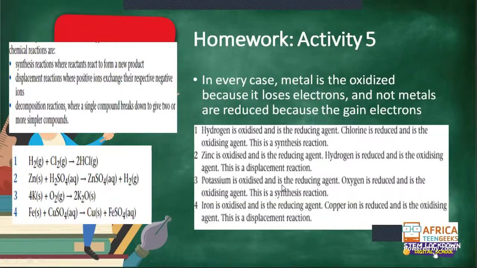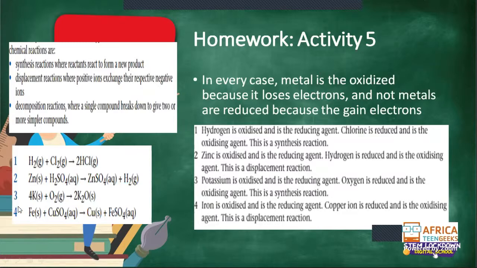And then number three, we've got K plus O2 gives you K2O. So what is this? We already know A plus B gives you AB. So that is a synthetic reaction. And now we go back and try to figure out what is what. Here, because K is an s-block element, what do we know about it? It's a metal, and it is oxidized because it loses electrons.